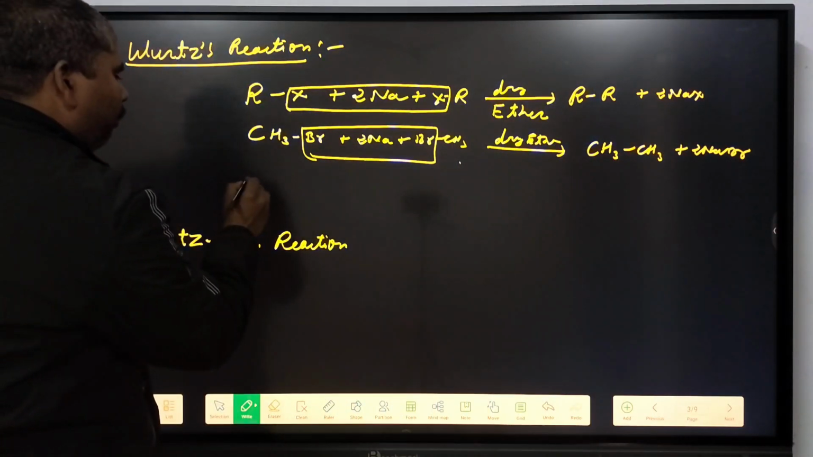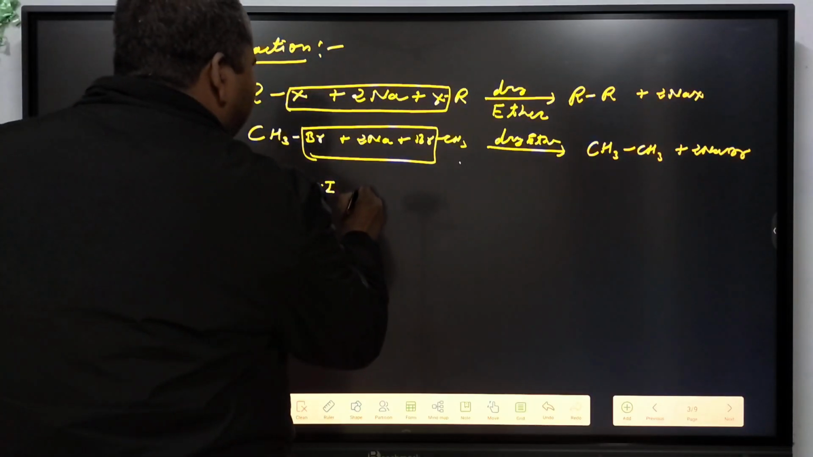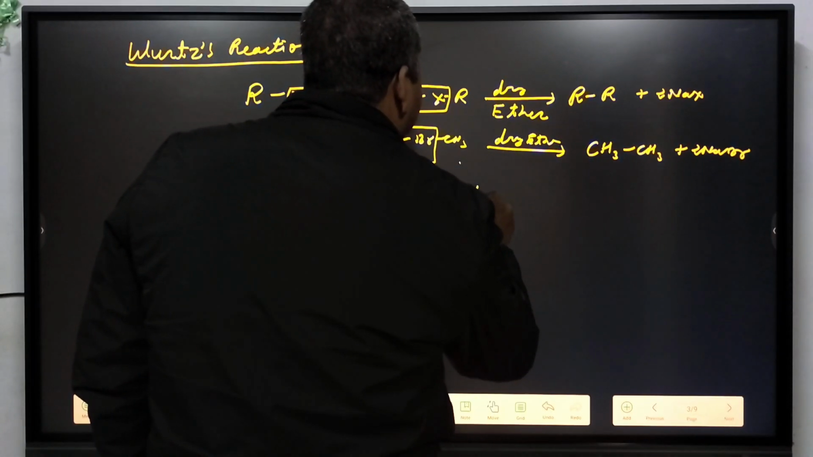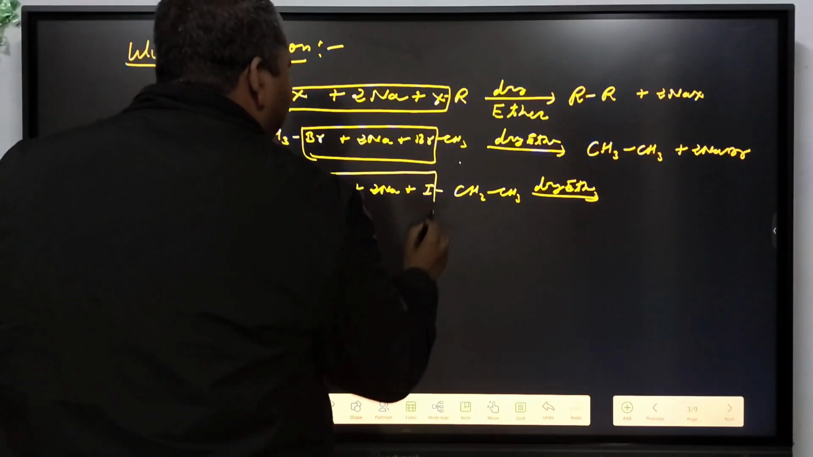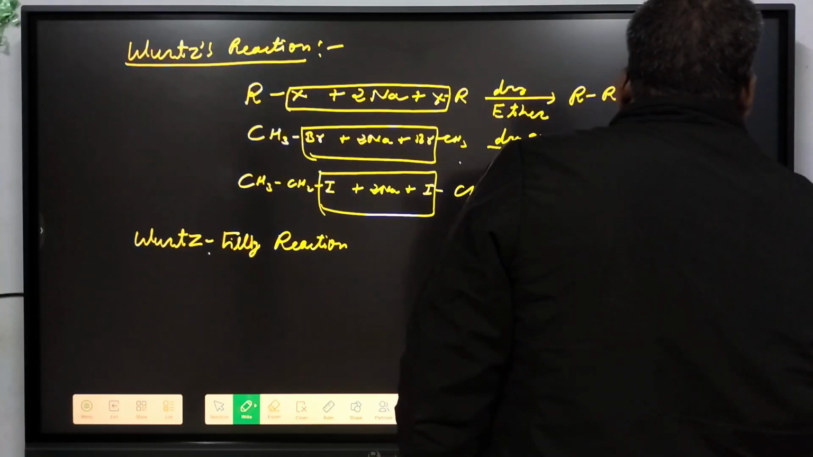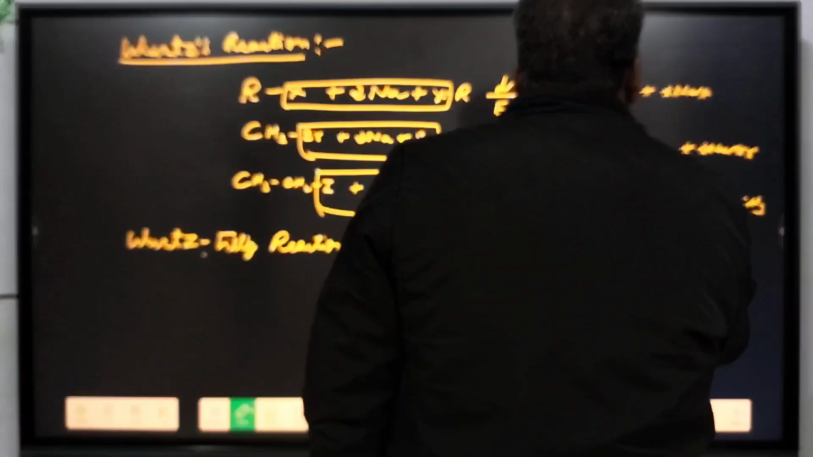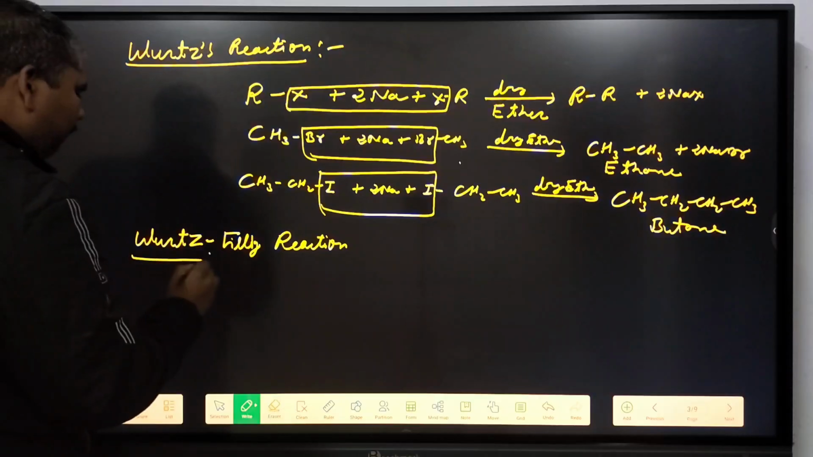Similarly, bromoethane or iodoethane reacts with sodium metal, and butane is obtained. Butane. Ethane is obtained.